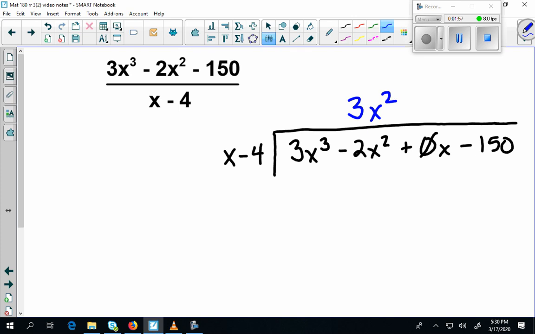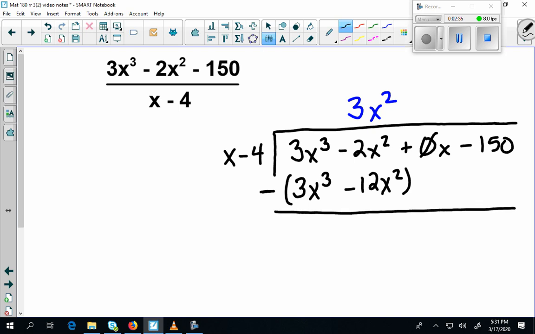So now I'm going to take that and multiply, just like when you do long division with regular numbers without all these x's going on. But I'm going to multiply by both the terms in this divisor. So 3x squared times x is 3x cubed. 3x squared times minus 4 is minus 12x squared. Remember that we are subtracting in this step, so I'm subtracting that whole thing.